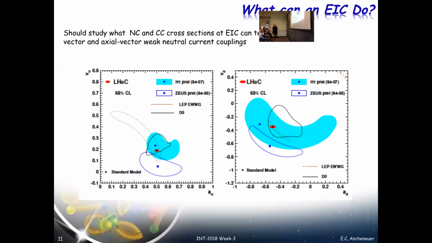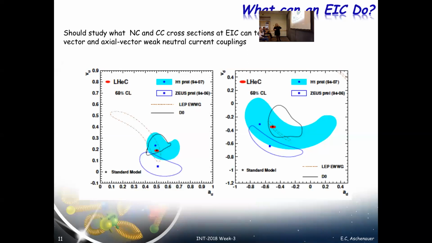Okay, good. Then I just wanted to show some study which nobody at the EIC has looked at, but it's actually also interesting. These are the vector and axial vector neutral current couplings for the different quarks. And I show here, and I think that is still correct, what comes out of the LHeC proposal. That is the world data which we have from H1 through some electroweak fit, some D0. And the red point is what an LHeC could do. So they would shrink that enormously.